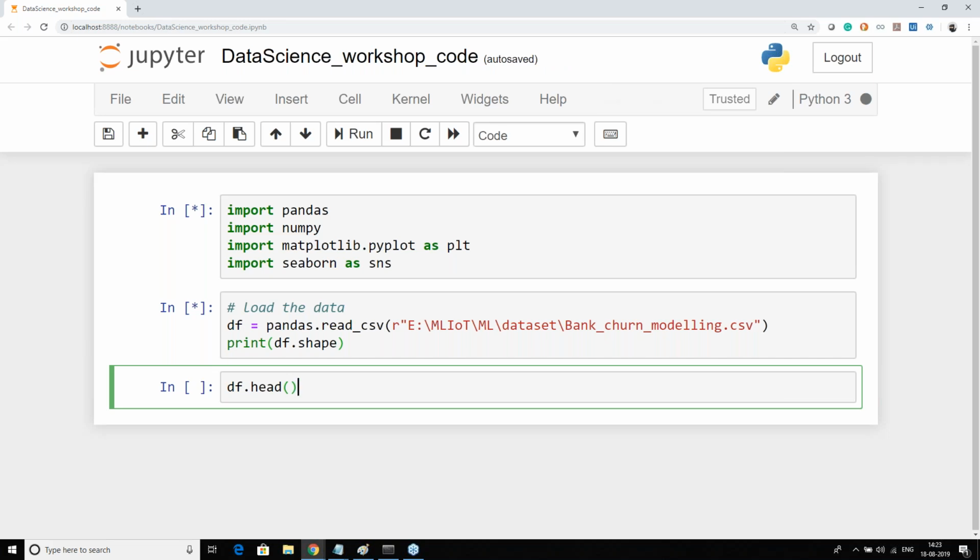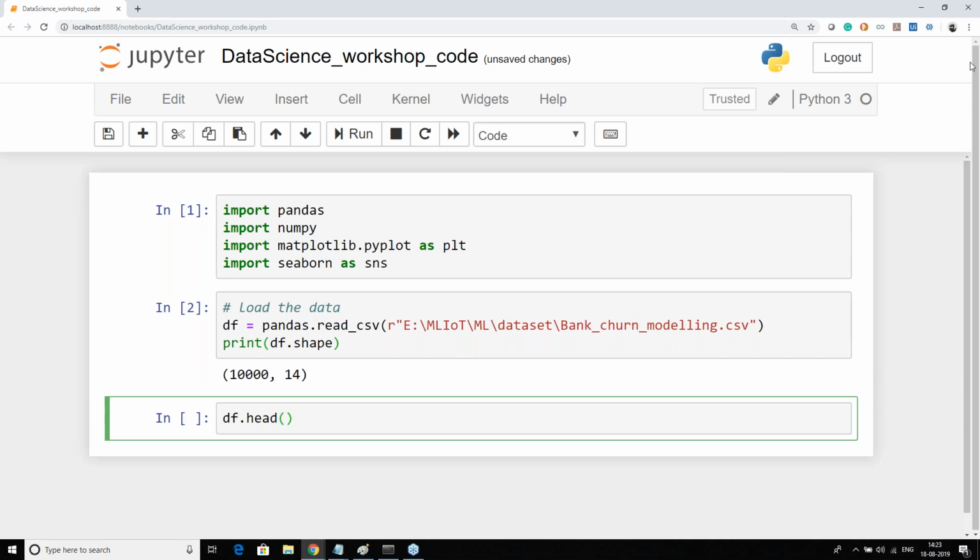Okay, there's a question: can you provide the data set so that we can do the work in parallel with you? Yeah, you can do that, and I can provide you the data set. Give me a moment, I'm going to share the link with you. This might not show you the screen for a moment. Just give me a minute, I'm going to share the data set, bank churn modeling.